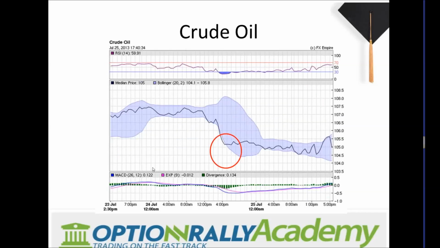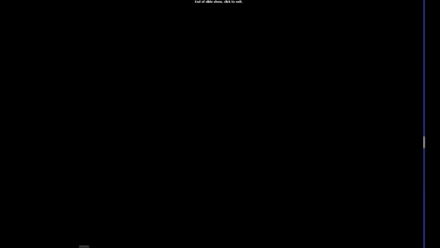Now, this is another example. This is crude oil on July the 25th. Okay. This we may have made profit, but this was not pretty, and it didn't have a convergence. The price just broke right through. And even though you have this divergence, it was not a clear-cut signal to trade.